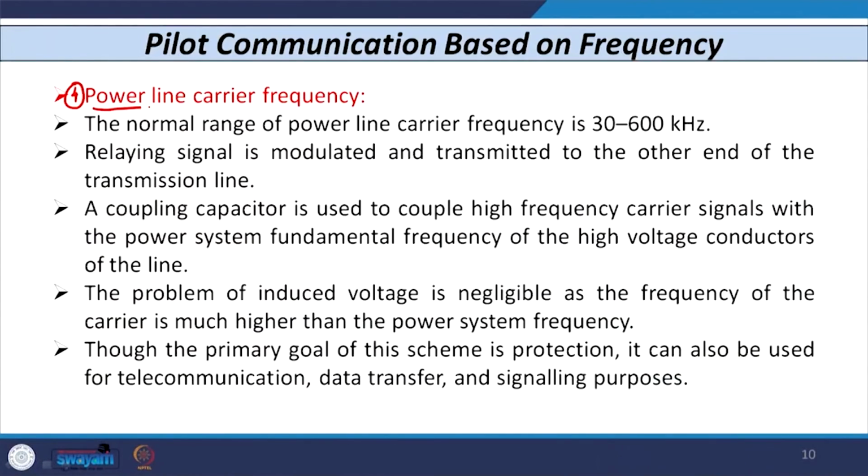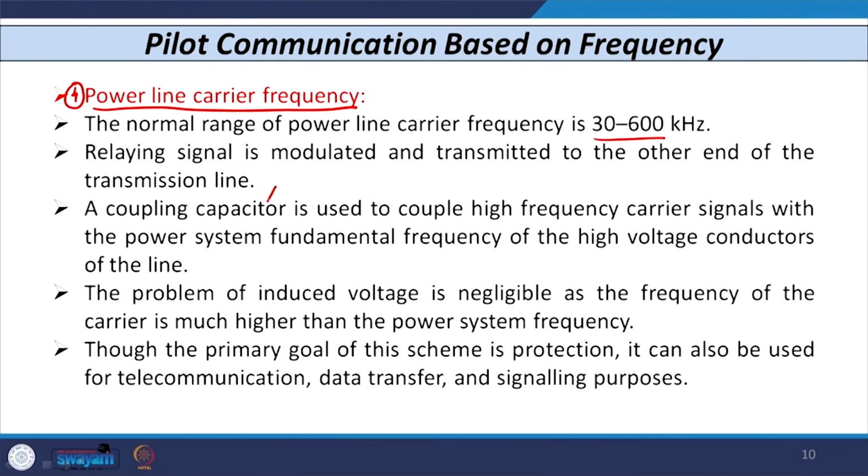However, this type of scheme is not used because there are several disadvantages, and this scheme has now become obsolete. The fourth type of scheme is known as the power line carrier frequency scheme. In this scheme, we normally have the fundamental frequency component signal, and along with that we generate a very high frequency signal, known as the high frequency carrier signal. Then we superimpose both these signals, the fundamental frequency component and the high frequency carrier signal, and transmit the signal from one end to the other end.